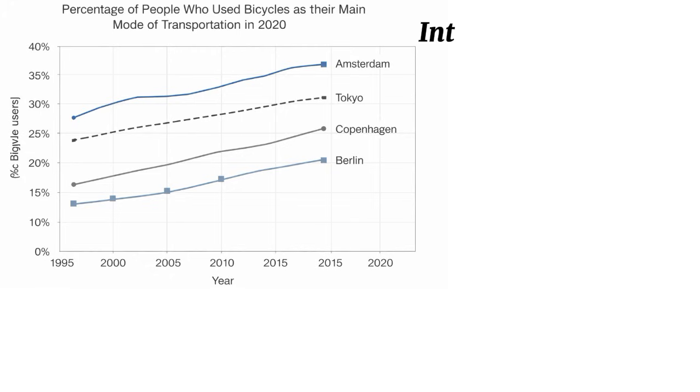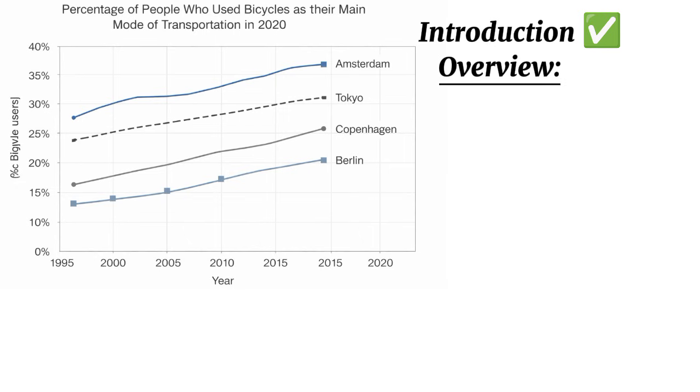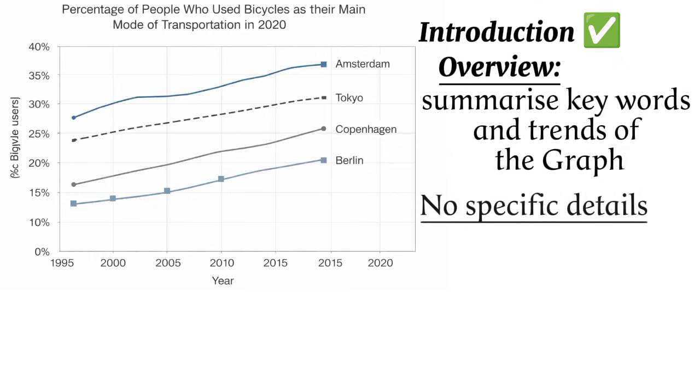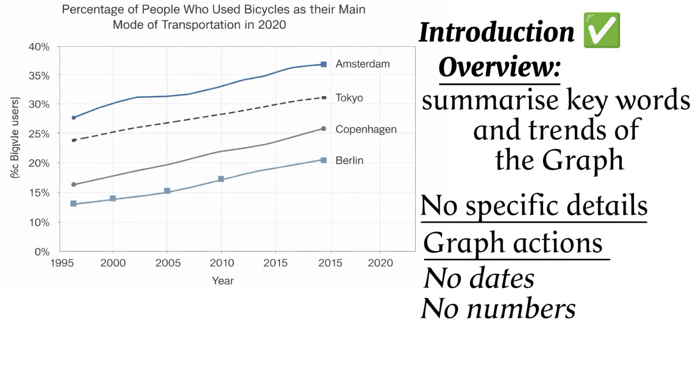After you have written the introduction, it's time to write an overview. In simple words, an overview is a paragraph that contains all the key information from the graph. When giving an overview, you should not state any specific details. You should simply write what's happening on the graph overall. So, no dates, no numbers, no percentages in your overview, just general trends.